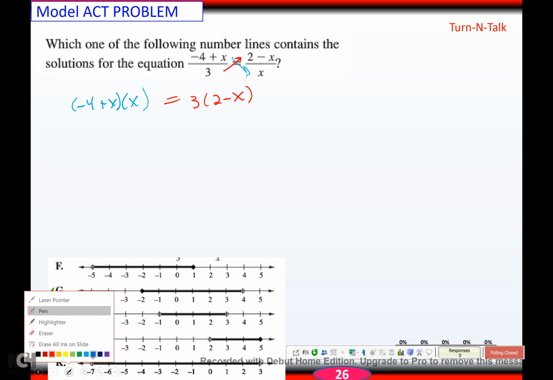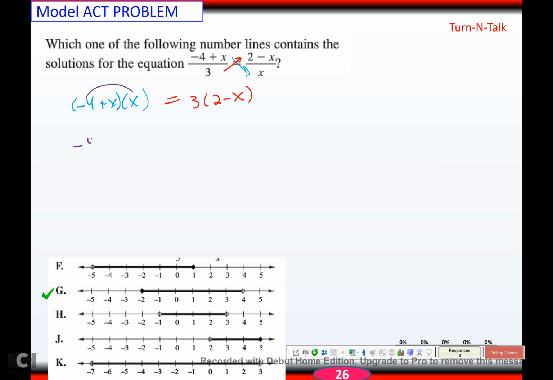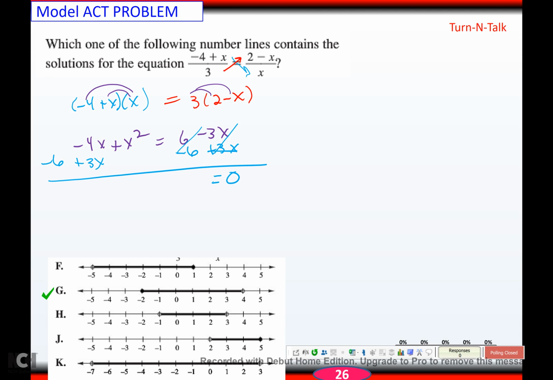So if we clean this up, simplify it, I'm going to get negative 4x plus x squared equals 6 minus 3x. Well, it's a second degree equation, so I want to get everything on the same side. So I'm going to move these both over here. I'm going to minus 6, and I'm going to add 3x, because over here I get 0, which anytime you're solving a second degree equation, in other words, you have an exponent of 2, you need 0 on one side. So combine like terms and put in order, it's going to be x squared minus x minus 6.